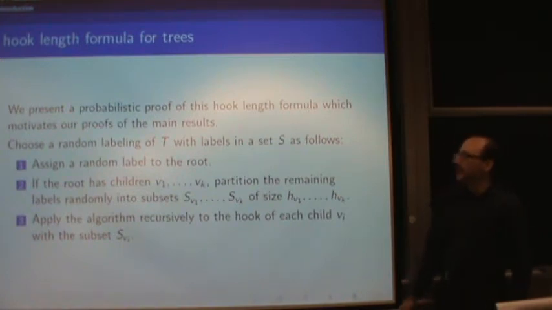So choose a random labeling of a tree with labels from a set S as follows. Give the root a random label. Then if the root has children v_1 through v_k, partition the remaining labels randomly into subsets of size h_{v_1} to h_{v_k}. That is the appropriate number of labels for each of the subsets. And apply the algorithm recursively to the hook of each one of the children with that subset.